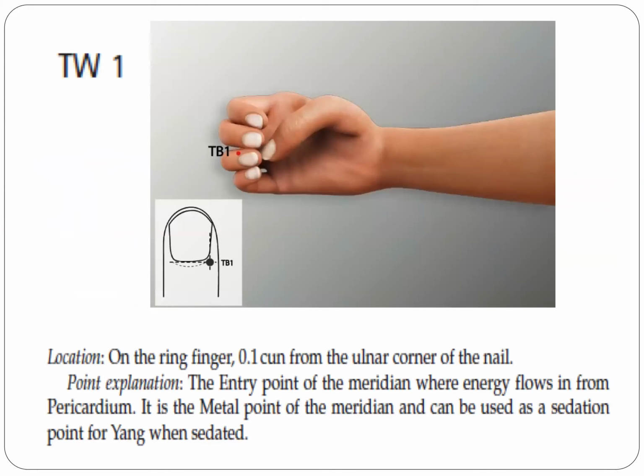So let's start with triple warmer point 1. The location is on the ring finger, 1 cun from the ulnar corner of the nail. This is the entry point of the meridian where energy flows in from the pericardium. It is the metal point of the meridian and can be used as a sedation point for yang when sedated.